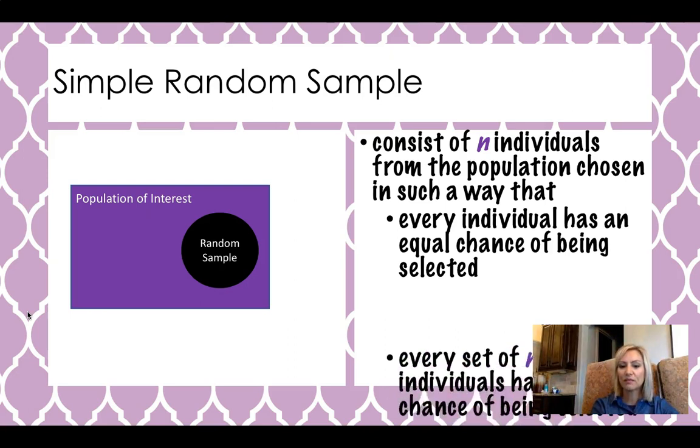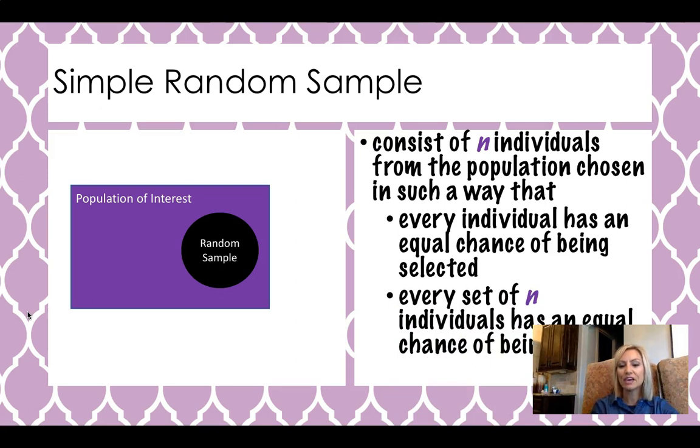The second criteria we've got to make sure we meet is that every set of n individuals has an equal chance of being selected. This is a little harder to grasp. This means that every set of, let's say, 10 individuals has an equal chance of being selected. In other words, just due to random chance, it's possible that I pick just 10 boys in my sample, or that I pick 3 girls and 7 boys, or that I pick only 10 girls. All of those are possible just due to random chance if I have selected a true simple random sample.